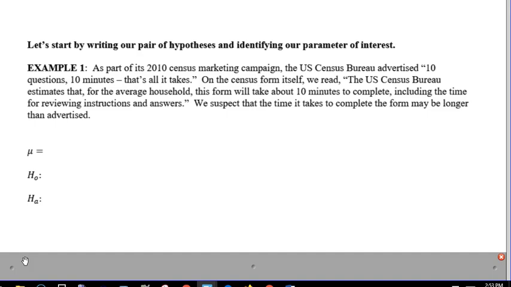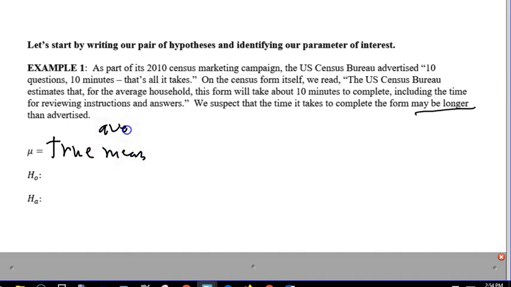On the census form itself, we read, the U.S. Census Bureau estimates that for average households, this form will take about 10 minutes to complete, including time for reviewing instructions and answers. We suspect the time to complete the form may be longer. That's a clue there. So first off, we're going to say the true mean, or the true average.